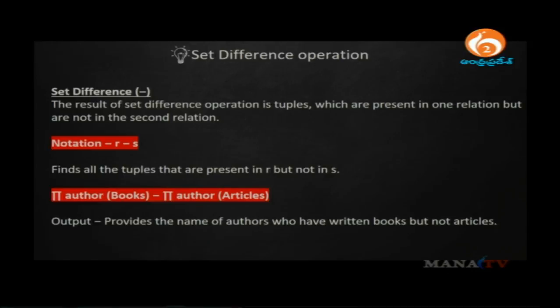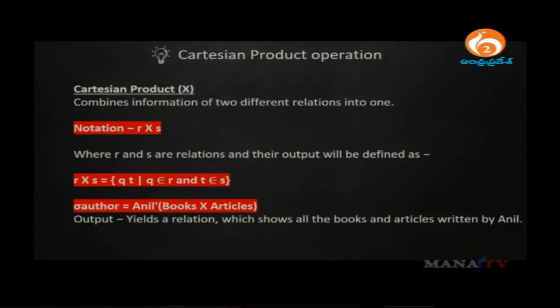Now let me show you the next one, something called the Cartesian product operation. It combines the information of two different results into a single one. The result of a Cartesian product is also tuples. Please remember, anytime I talk about anything related to a database management system, your result, your return, or your data is always in tuple format. So here also the Cartesian product gives you the same kind of result. Now I am going to show you a very good example for this.